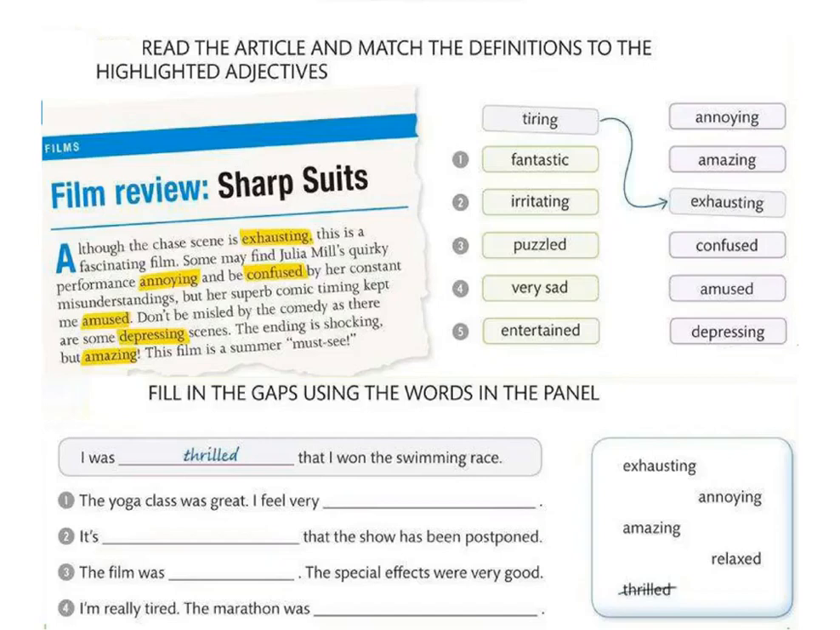When we say must-see, it means you must watch it. Because when something is very popular we say this is must-see. We have six highlighted words here in yellow. Exhausting, annoying, confused, amused, depressing, amazing. Let's match now the words with their definitions.